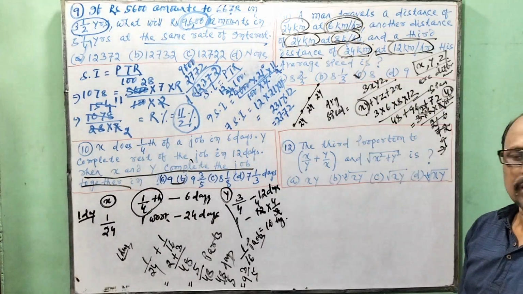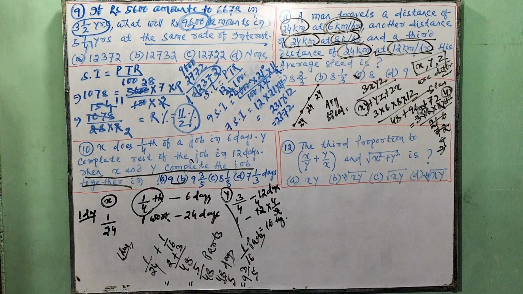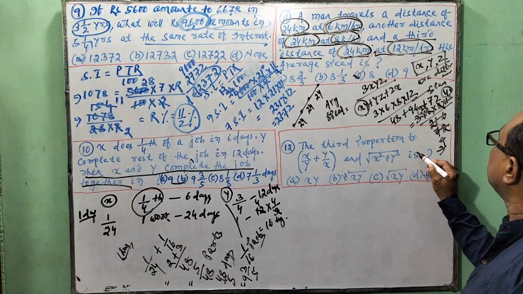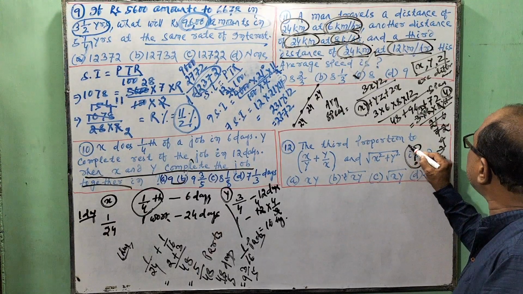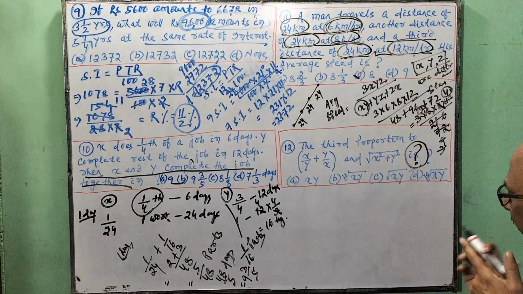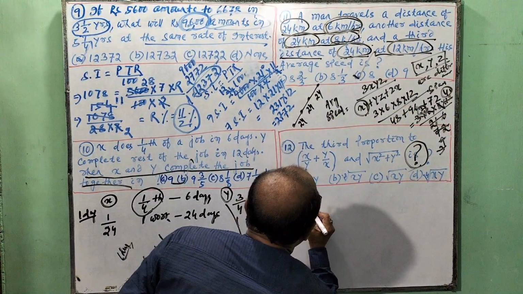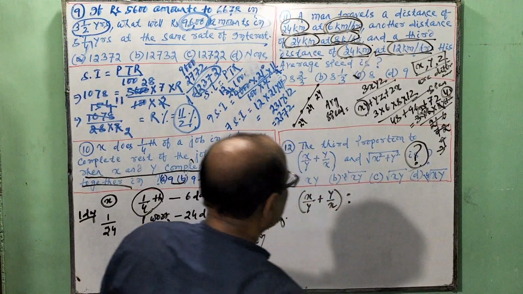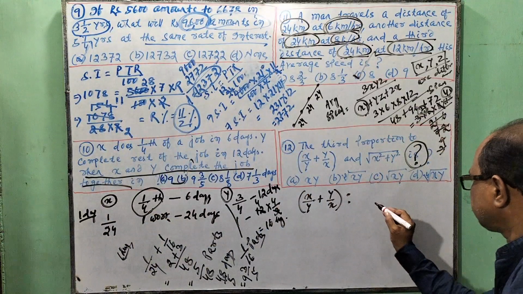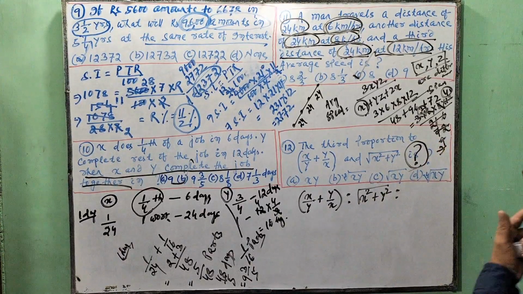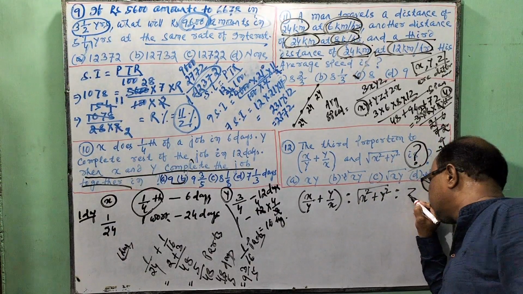Right? The last one. The third proportion to x by y plus y by x and x square plus y square is dash. The question asks for the third proportion. Let's suppose this is the first proportion, is to the second proportion, is to the third proportion. Let it be Z.